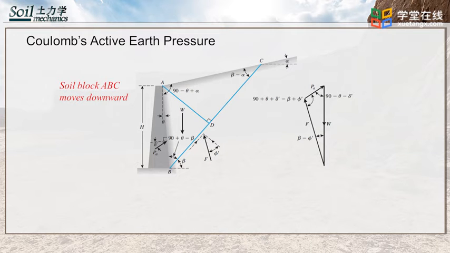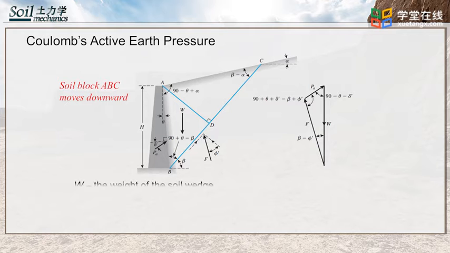AB is a back face of a retaining wall supporting a granular soil, the surface of which is constantly sloping at an angle alpha with the horizontal. BC is a trial failure surface. In the stability consideration of the probable failure wedge ABC, the following forces are involved.